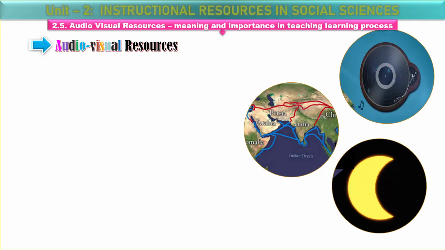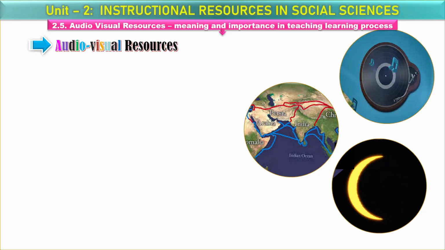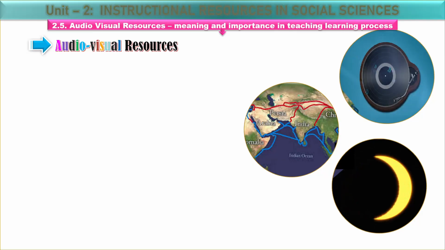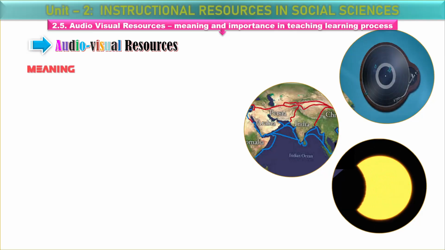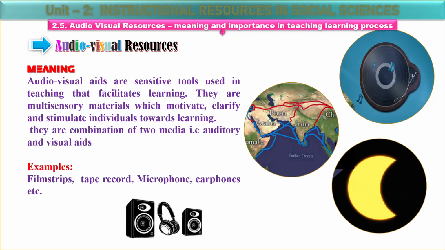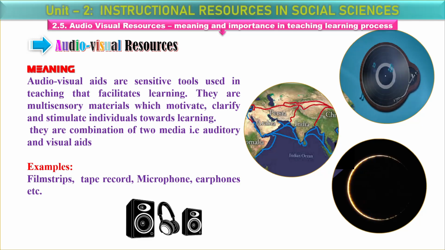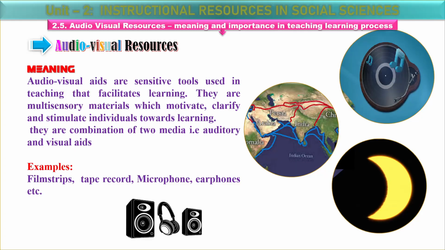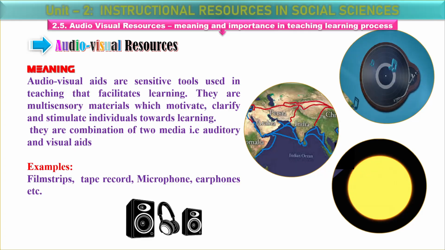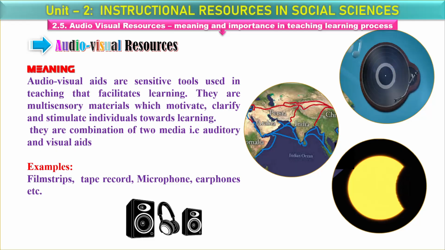So audio visual aids are instructional devices which are used to communicate messages more effectively through sound and visuals. They are a combination of sound and visuals. So they are sensitive tools used in teaching that facilitate learning. They are multi-sensory materials which motivate, clarify, and stimulate individuals towards learning. They are a combination of two media, that is auditory and visual aids.